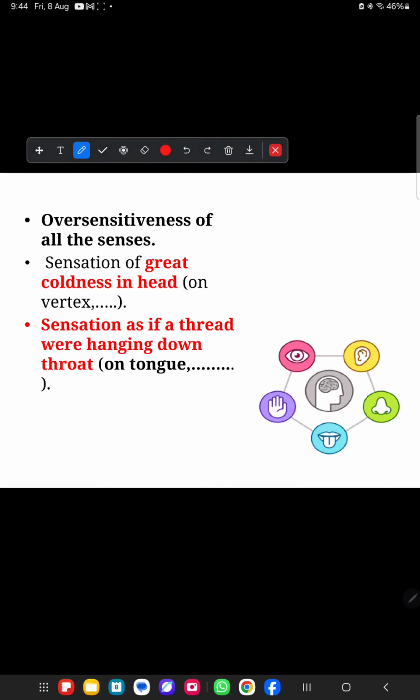Oversensitiveness of all the senses: you can see tongue, nose, ear, eyes, hand, touch. Okay, so all the senses are very sensitive, and you will find sensation of great coldness in the head. So we can think, already we have talked about it while we were reading Veratrum album. Okay, and on the vertex you will find there is a medicine: Sepia and Veratrum album.